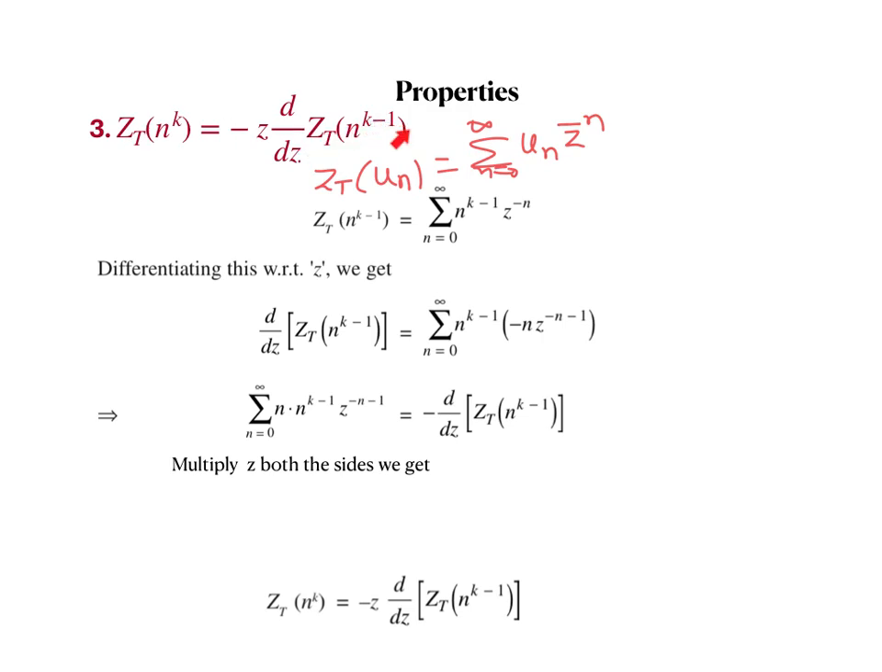Now next, step by step, let us think. Next we go for differentiating this. So we have z transform of n power k minus 1. Let us differentiate with respect to z. So d by dz, both the sides. Z transform of n power k minus 1 and d by dz. And here when you are differentiating, this n term is a constant. We differentiate this z power minus n. When you differentiate z power minus n, it is what? Minus n z power minus n minus 1. Okay. Now we have this d by dz of z transform of n power k minus 1.